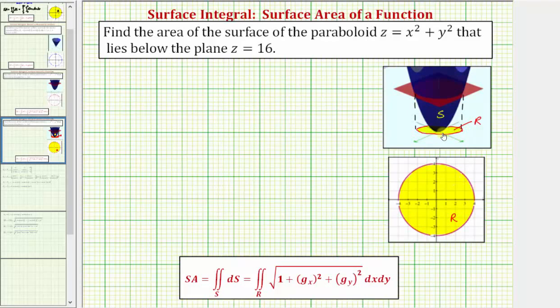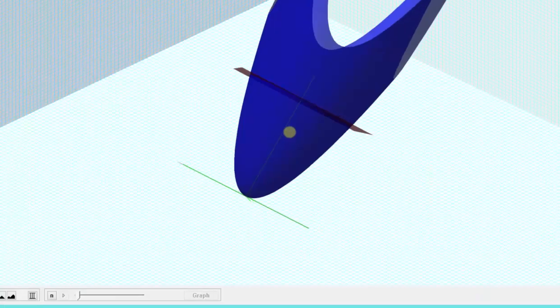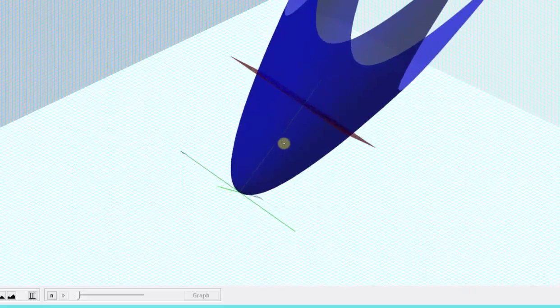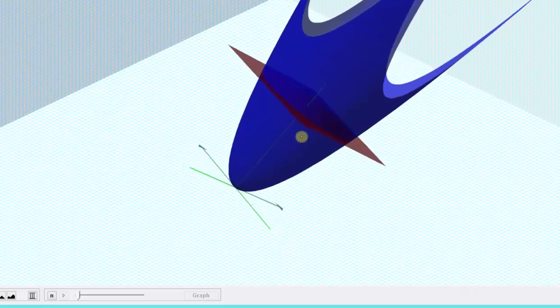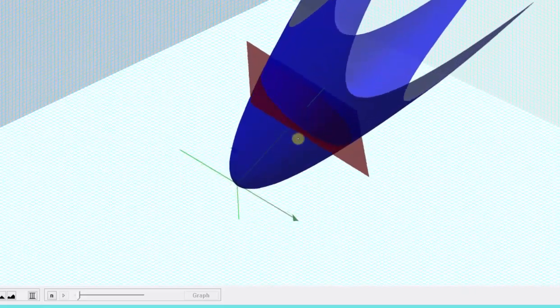Welcome to an example on how to find the surface area of a function of two variables. In this example, we're asked to find the area of the surface of the paraboloid given by z equals x squared plus y squared that lies below the plane z equals 16. So our goal is to find the surface area of this blue paraboloid that lies below the plane z equals 16, which is graphed here in red.